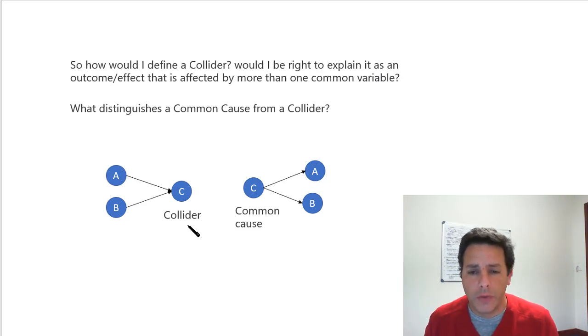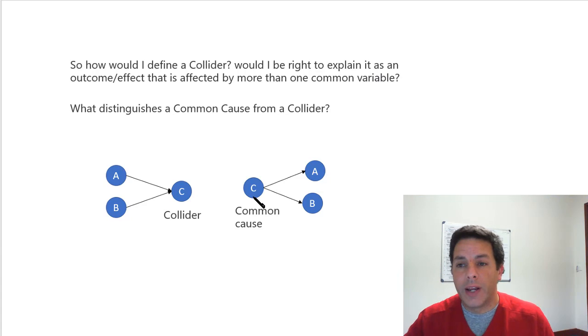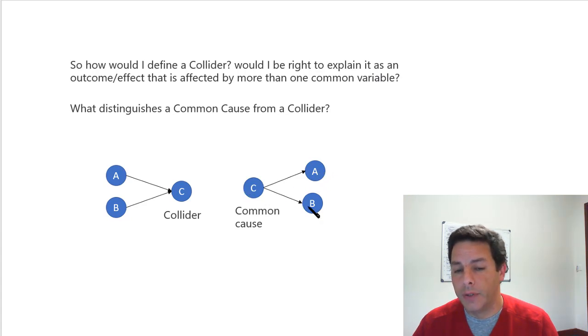And the second question is, what distinguishes a common cause from a collider? So the collider is affected by 2 or more variables. The common cause is a variable that affects 2 other variables. So it's exactly the opposite. Here, A and B have a common cause, C. So C is causing both A and B. That's why it's called the common cause of A and B. But here, the collider is a consequence of 2 variables, not the cause.